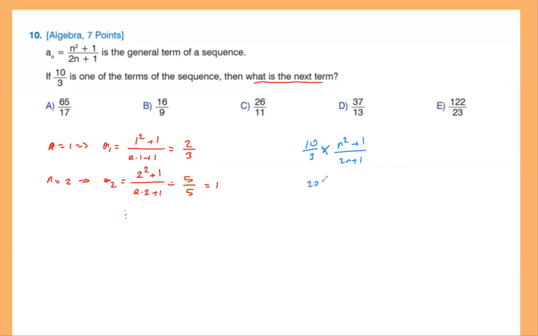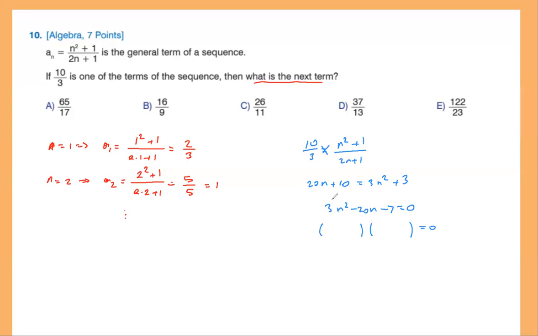So you will get 20n plus 10 equals 3 times n squared plus 3 times 1. And if I pull everything to one side, you will get 3n squared minus 20n. And if I subtract 10 from both sides, you will get minus 7 equals 0. The reason I'm doing this is because this is a quadratic equation, and I'd like to solve for that variable, and I can use the quadratic formula if I want to. But let's see if we can factor this before we attempt the quadratic formula, right?